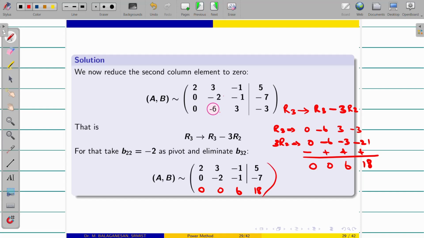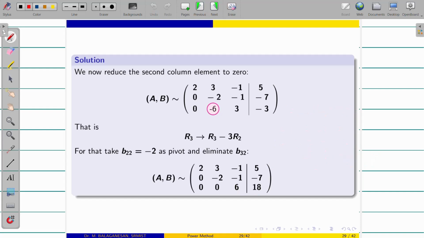I hope you have understood now. Look at that, 0 0 6 18. Now, back substitution. What is back substitution? This is x, y, and so on in all the elements. So we come from the last one back, I mean from the last row. That's what back substitution is.